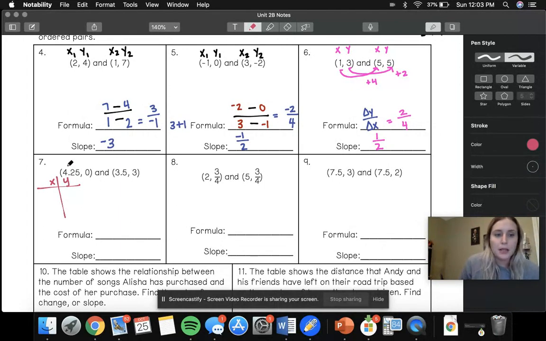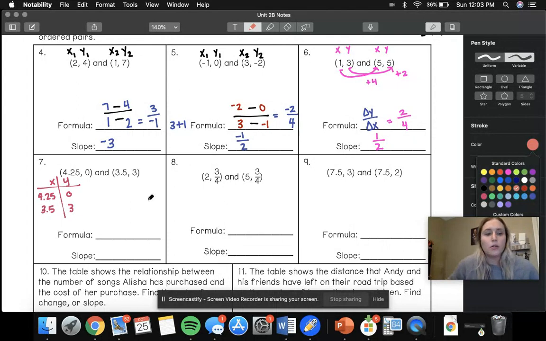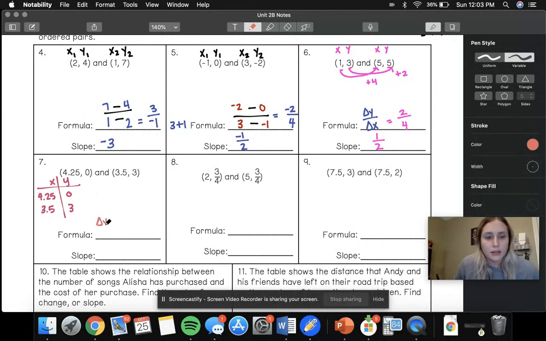Okay, so x, y. For this one, the x-coordinate is 4.25. The y-coordinate is 0, so that's an ordered pair. For this one, you get 3.5 as your x-coordinate and 3 as your y-coordinate. Right? So then if we like this way, we would just do the change in our y's. So how do we go from 0 to 3? We add 3. Okay. And then how do we go from 4.25 to 3.5?